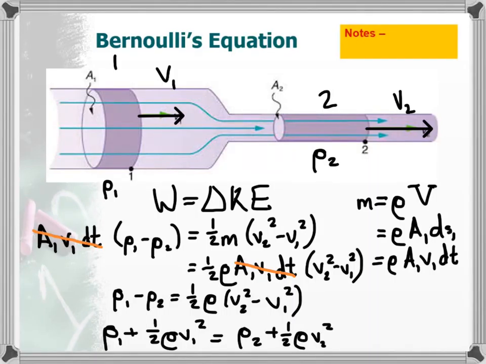Okay, which means that this term, P1 plus 1/2 rho V1 squared, is conserved within the fluid. So this thing is equal to some sort of constant, and it never changes within the fluid. I can pick any 2 points in this fluid, and I know that if I add the pressure plus 1/2 rho V squared, that quantity is conserved in the fluid. It's going to equal the same amount anywhere in the fluid.